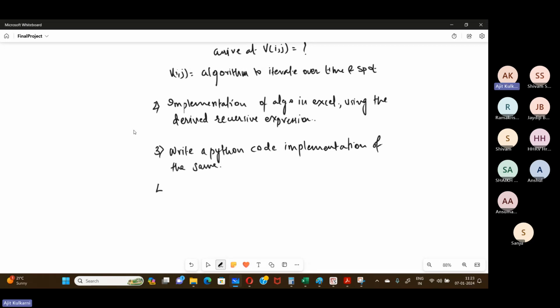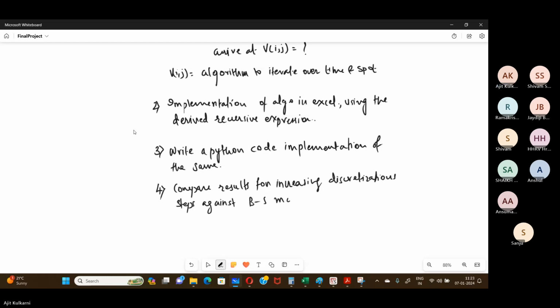Okay. Fourth will be to compare results for increasing discretization steps against, let us say, Black-Scholes model results.